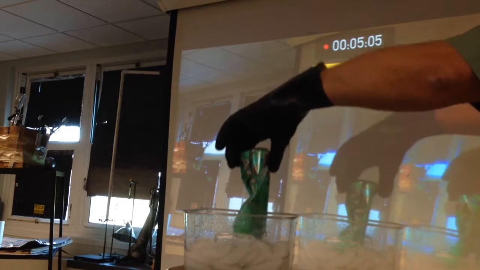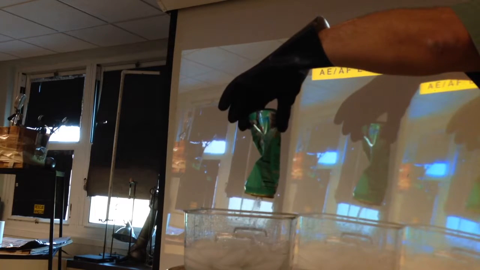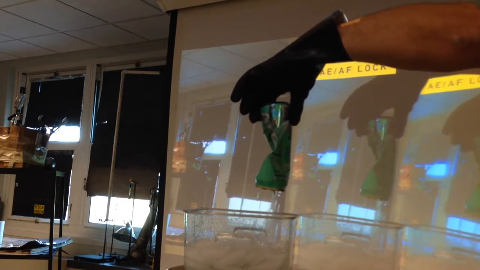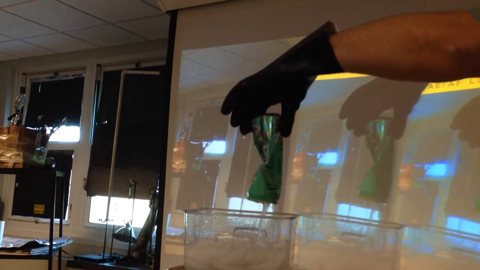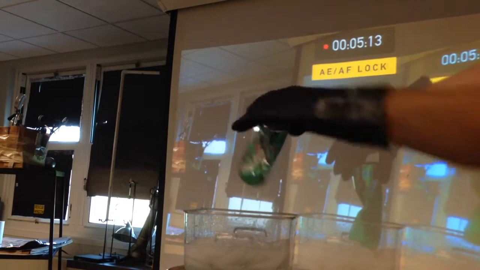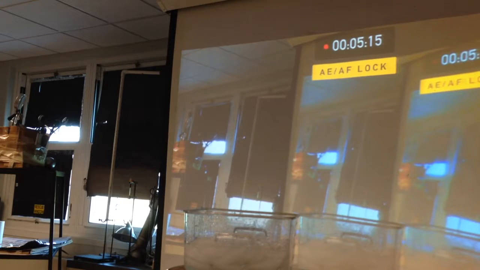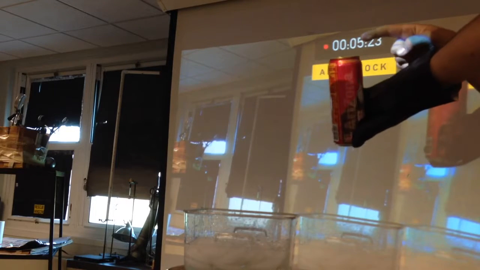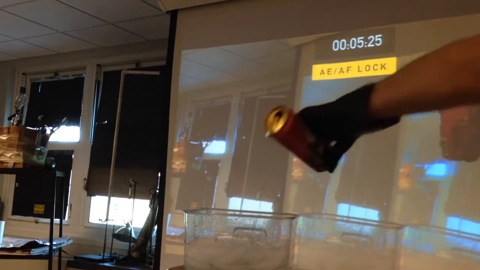What just happened to the can? It was crushed. Why? Same reason as the other can was crushed. Who crushed it? Atmospheric pressure. Here we go with another one. Okay, let me grab it from the bottom. By inverting it, I'm closing the top, aren't I? Kind of like what I just did before.